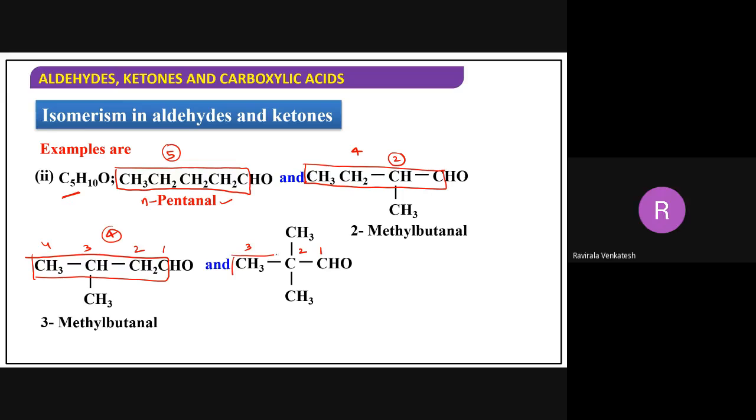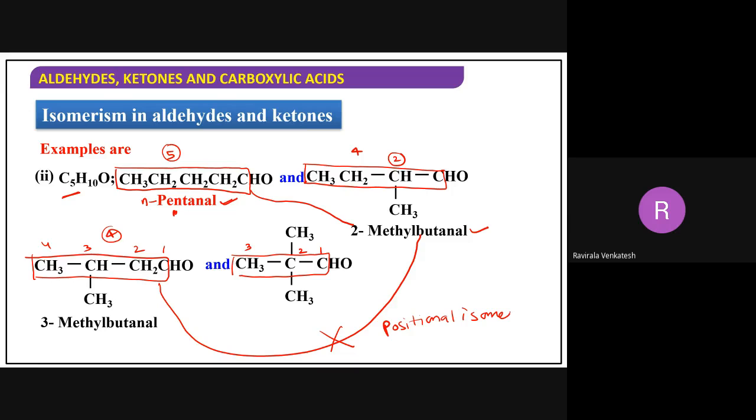Now if you observe what happened, this is N-pentanol, and N-pentanol and 2-methyl-butanol, these two are chain isomers. But 3-methyl-butanol and 4-methyl-butanol, they are not called chain isomers. They are called positional isomers. Why did I say it like this?